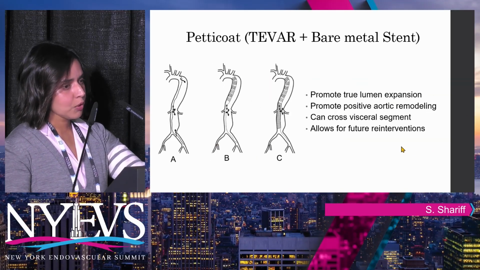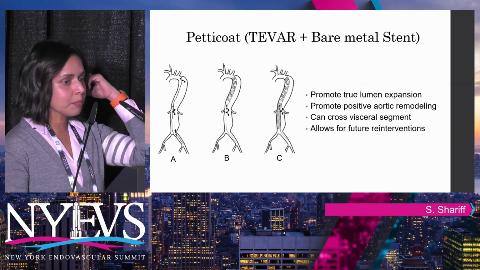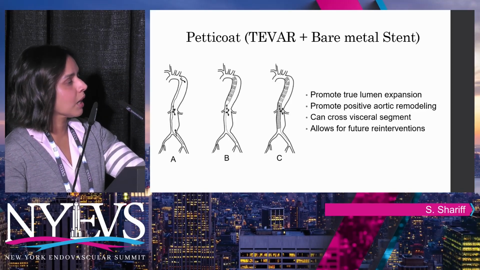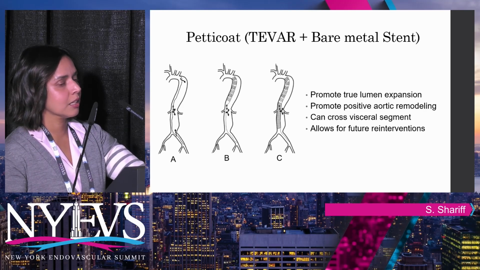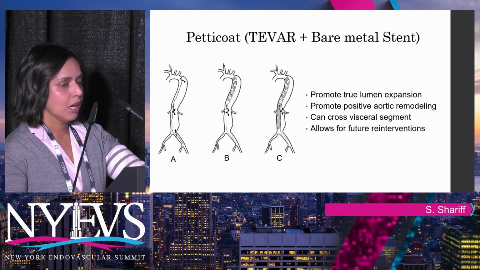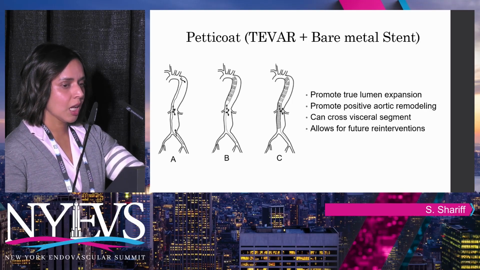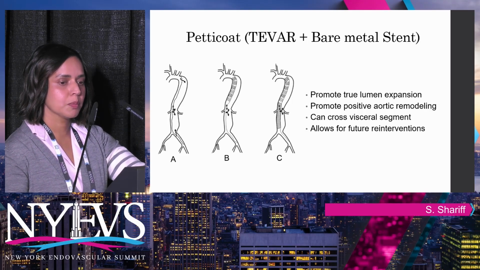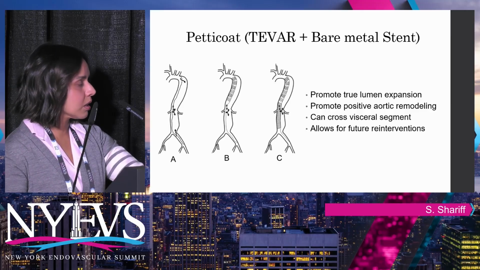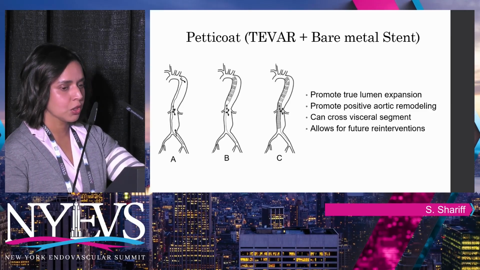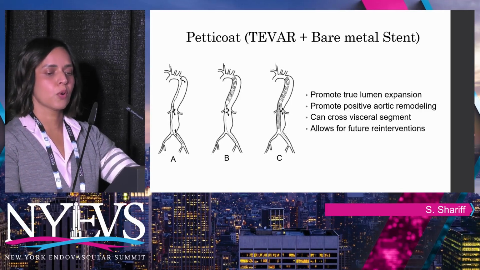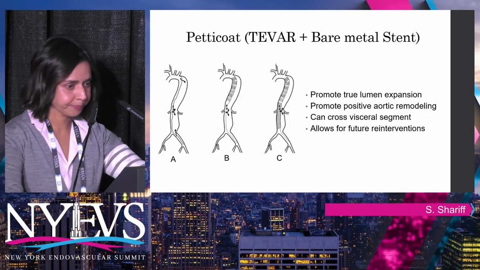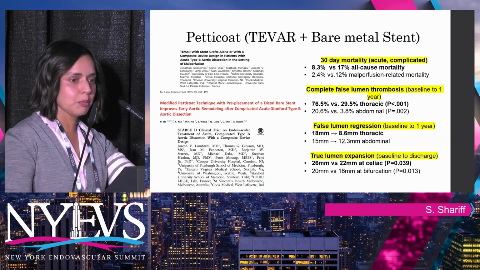better. The most commonly used technique these days is the petticoat technique, which is a covered endograft for the entry tear, and then distally extended with a bare metal stent across the visceral segment and into the infrarenal aorta. So this helps promote true lumen expansion, promotes positive aortic remodeling. You can cross the visceral segment, but there's still flow into the branches. And this also allows, like I said, for future reinterventions if needed. This has been the most studied.